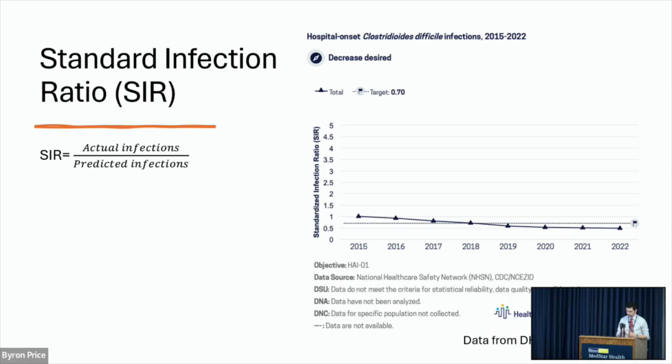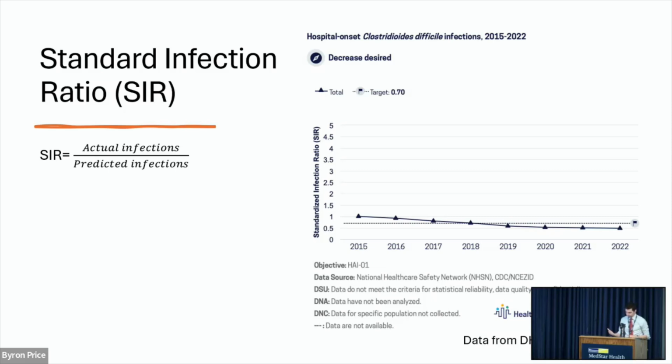And so we send our data to NHSN and they give us an SIR back quarterly. And we calculate our own rate and incidence monthly. In simplest terms, and that's probably the best I can give you, the SIR is a ratio of actual infections to the predicted number of infections a hospital would have. You want this number to be low.